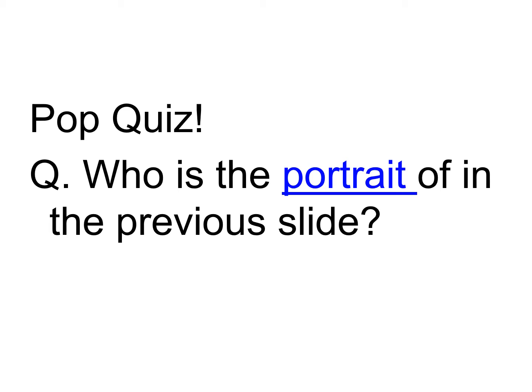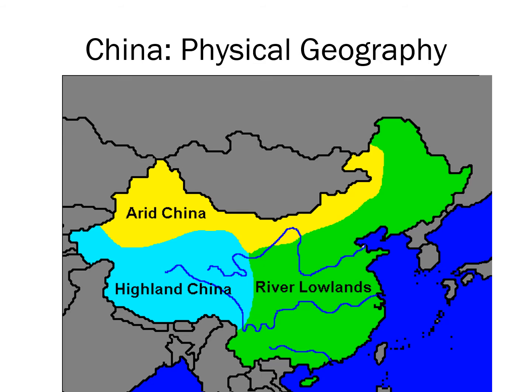By the way, does anyone actually know who was in that portrait in the previous slide? It was Mao Zedong. So when we're looking at China, it's good to begin with the geography to understand the basic geographical understanding of the country. In short, China is a rather large geographic area for a country. And essentially, there are three different geographical areas in China.